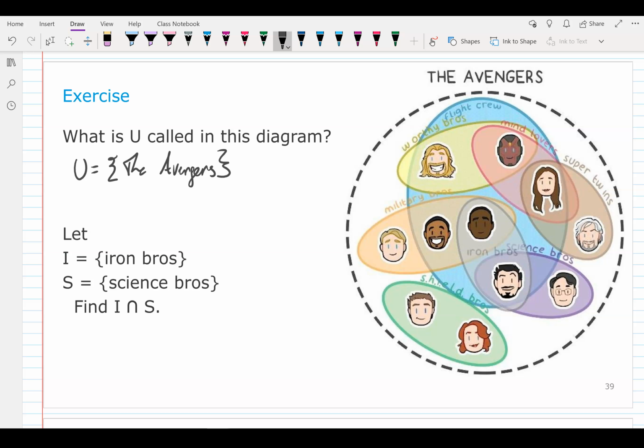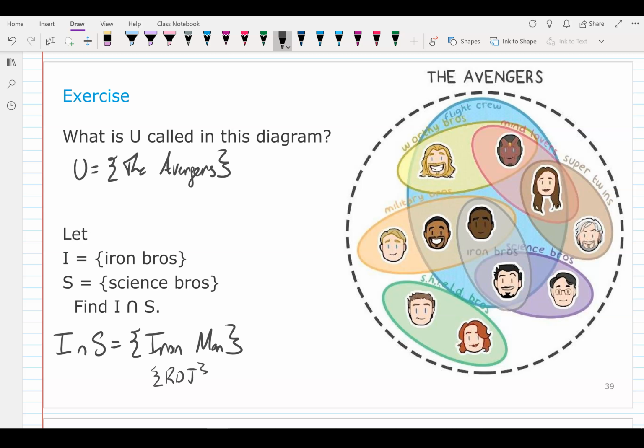And then it says, let I equal Iron Bros. These are names that are given on the diagram, by the way. I is Iron Bros. S is Science Bros. Find the intersection of I and S. What do you think it's going to be? Take a moment, pause the video if you need to. What's the intersection of those two Venn diagrams? You might not know his name, but I hope you do. Where do these two things cross? They cross on Mr. Robert Downey Jr., also known as Iron Man.